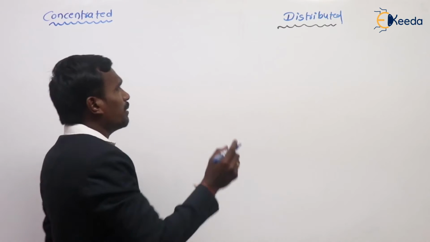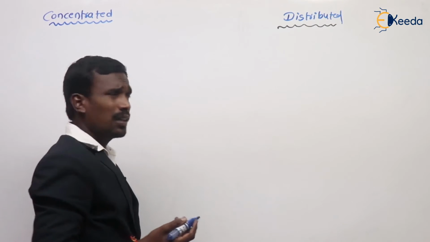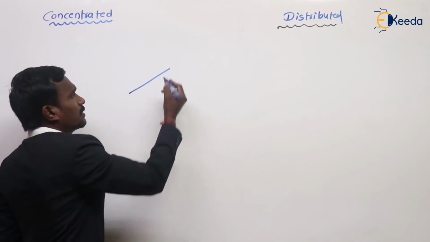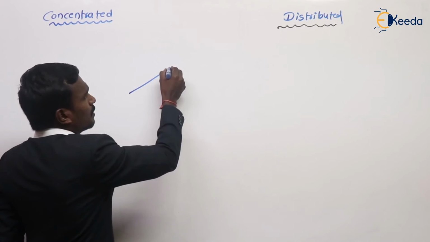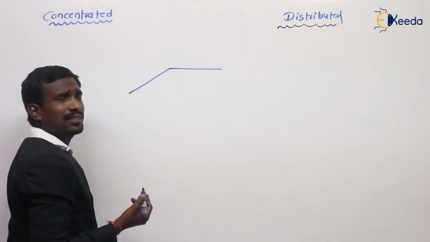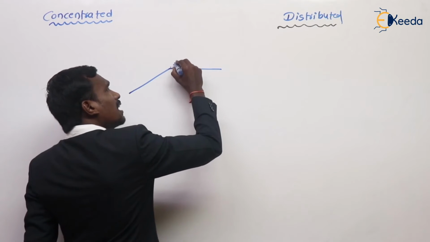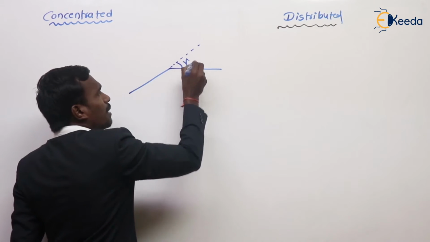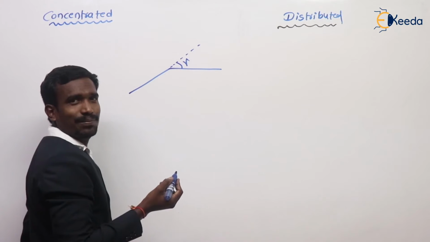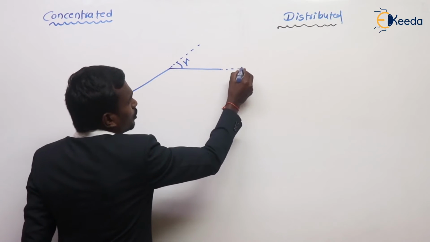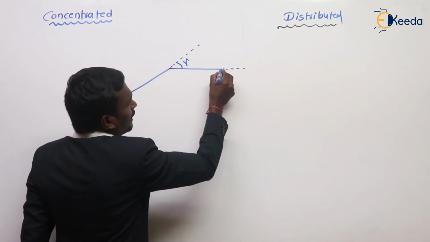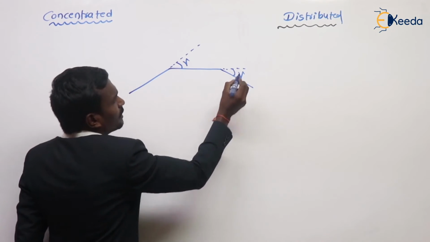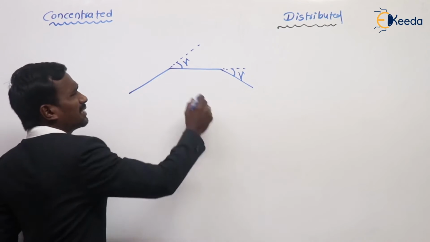For example, I have m number of slots. The slots are like this in these windings. This is one slot and this is the second slot. What is the angle between these two? The angle between these two is gamma, the slot angle. The next slot is differentiated with a phase shift of gamma. Like this, it is going on.